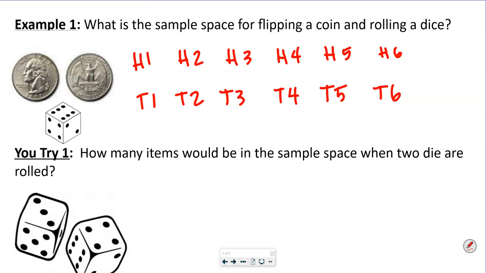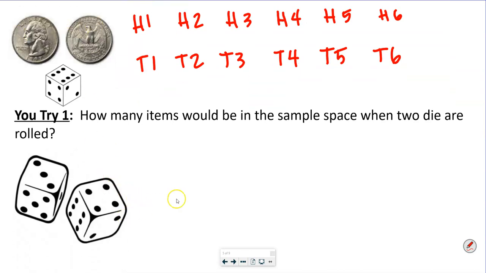So when we're talking about how many items would be in the sample space for 2 dice if they were rolled, then what would you say here? Go ahead and do this one. Come back to me when you're done.